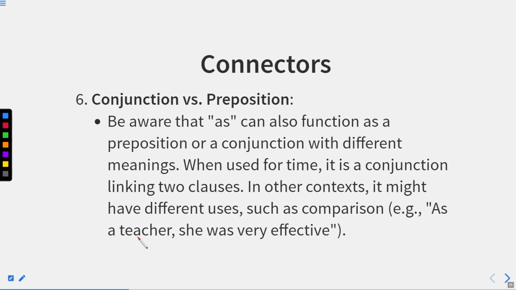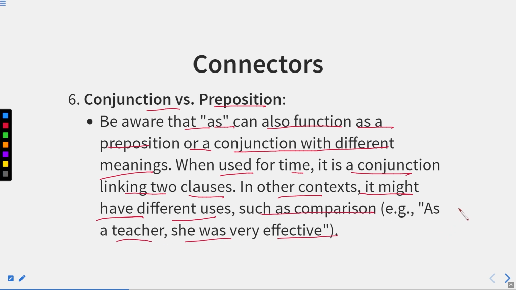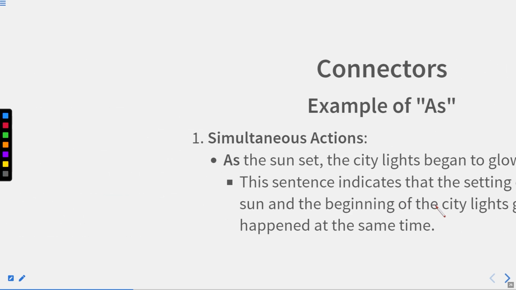Now, conjunction versus preposition. As I told you in the earlier part on connectors, a connector can be divided on two bases: it can be a conjunction or a preposition. So be aware that "as" can function as a preposition or as a conjunction with different meanings. When used for time, it is a conjunction linking two clauses. In other contexts, it might have different uses, such as comparison. Example: as a teacher, she was very effective. Here we use it in comparison.